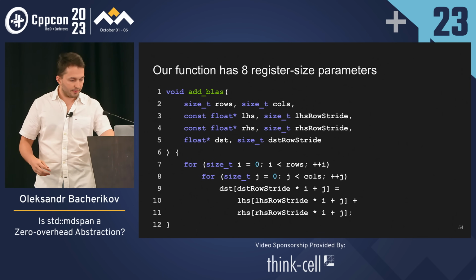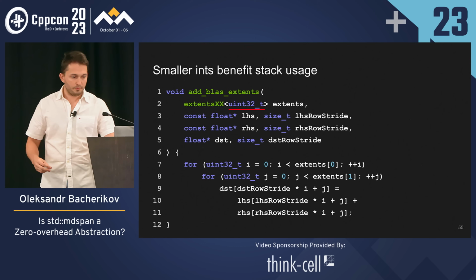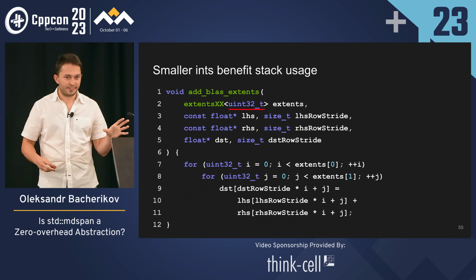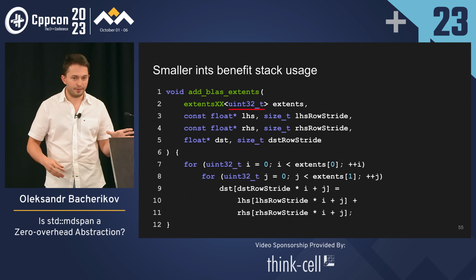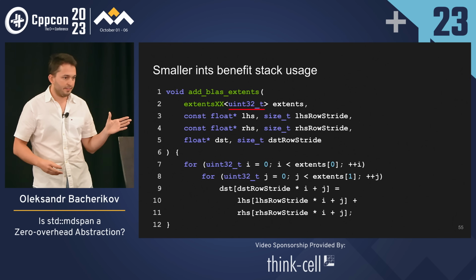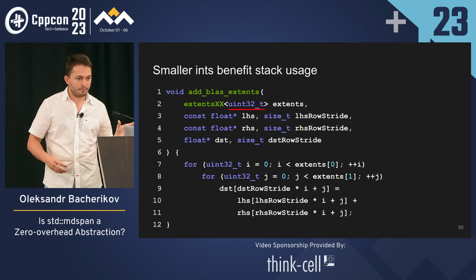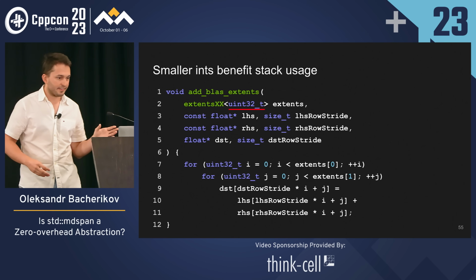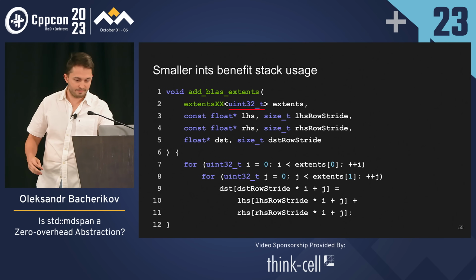So I'm not sure how to completely solve this issue. If we know that our extents are small enough, say we don't have matrices with more than a couple of billion lines, we could use a smaller type for that, say uint32_t. And this way, we can actually save one stack access, if you care about it.